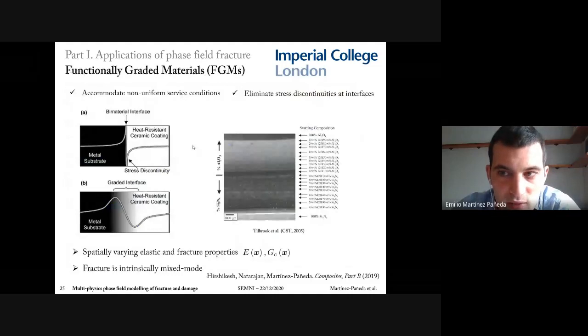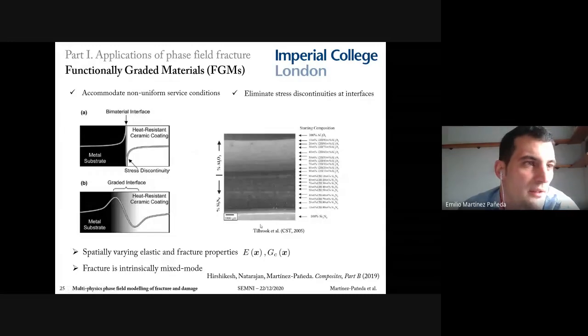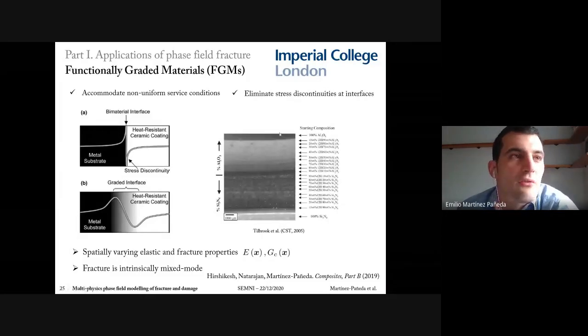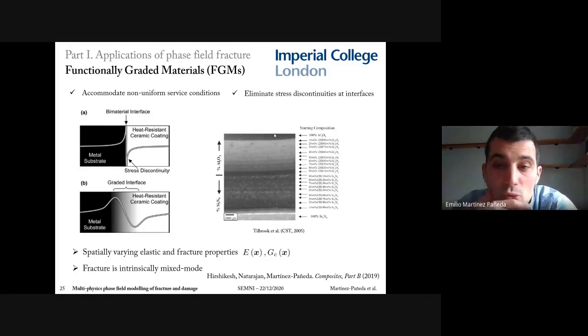Let me jump now to the second application, functionally graded materials. Functionally graded materials are those whose properties change typically along one spatial direction. So for example, you can have a functionally graded material that has 100% volume fraction of metal on one side and progressively changes to 0% volume fraction of metal and 100% volume fraction of a ceramic at the other side. They're useful to accommodate non-uniform surface conditions and to eliminate stress discontinuities at interfaces. And the interesting thing from a fracture mechanics perspective is that fracture is usually mixed mode as a consequence of these spatially varying material properties.